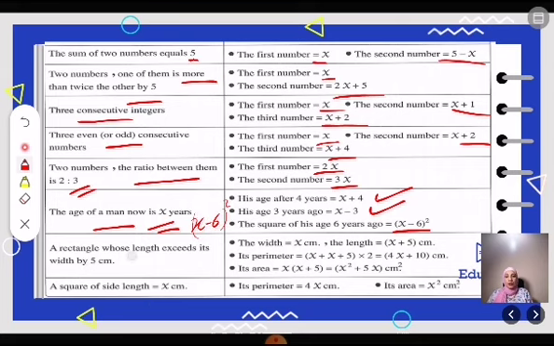A rectangle whose length exceeds its width by 5, then you suppose that the width, the smaller number, is x, then the length will be x plus 5. You can use these dimensions now to get the perimeter and the area of the rectangle. The perimeter, don't forget that, is length plus width all multiplied by 2, and the area is length multiplied by width. The square, its side is x, then the perimeter will be 4x and the area will be x to the power 2.